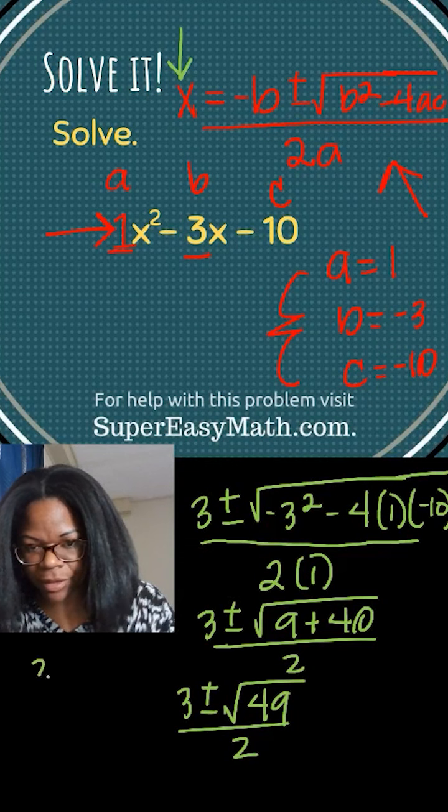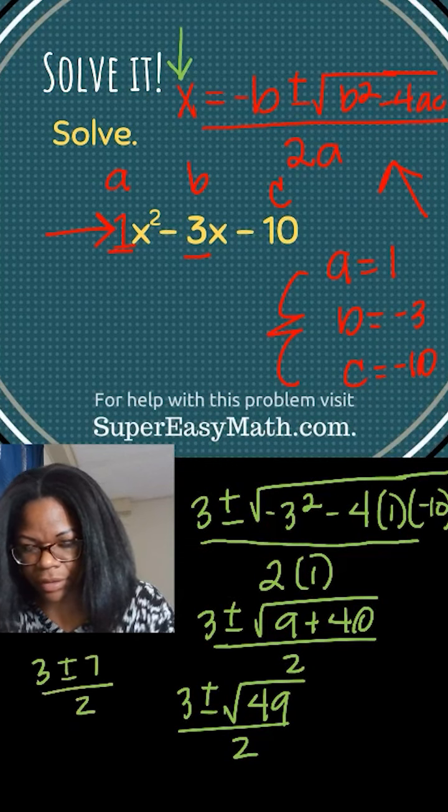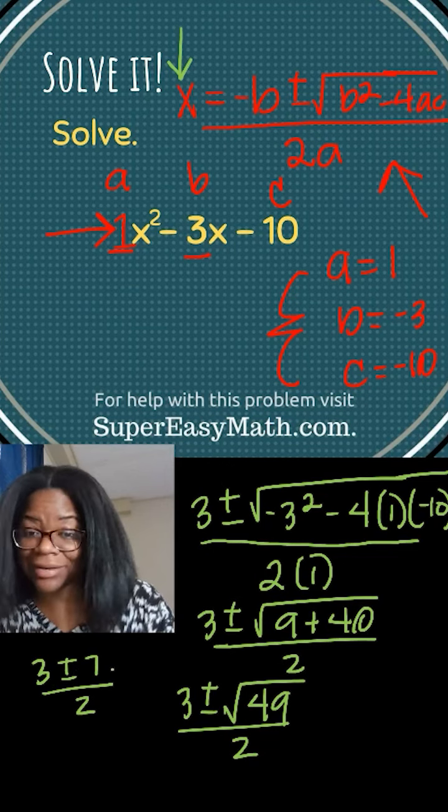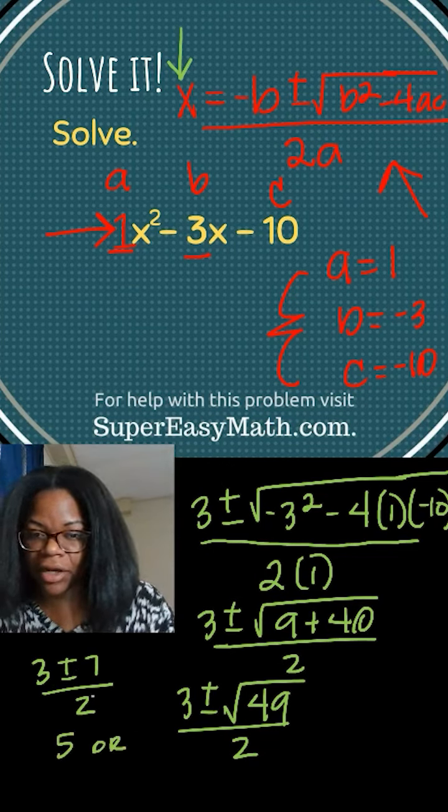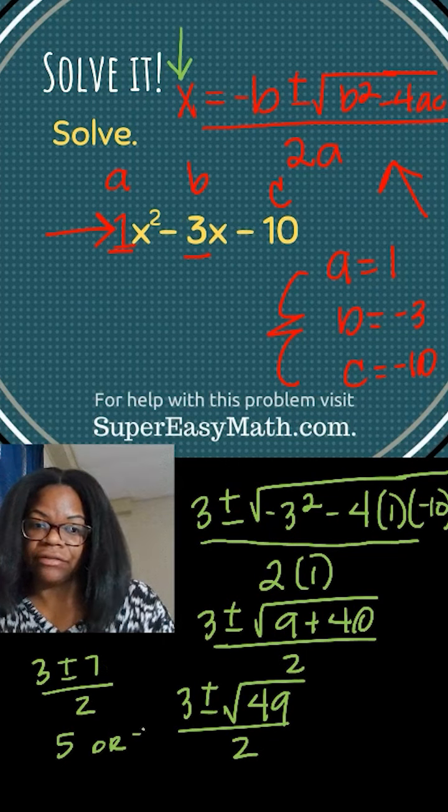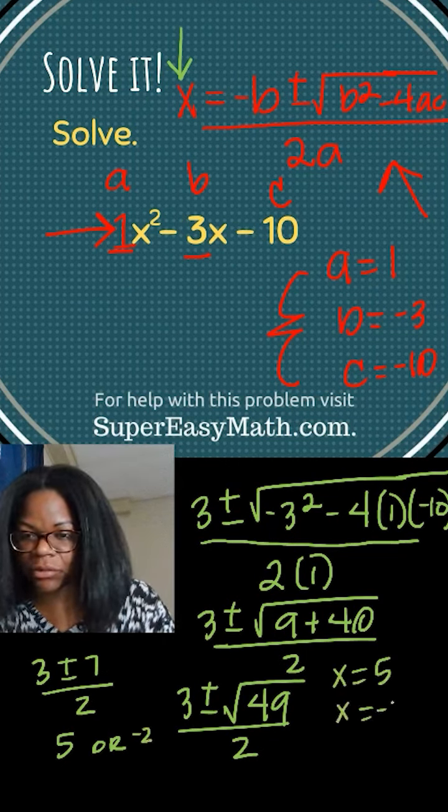So this problem ends up being 3 plus or minus 7 all over 2. So 3 plus 7 is 10 over 2, which gives me 5. And then the other option is 3 minus 7, which is negative 4 over 2, which is negative 2. So x could equal 5, or x could equal negative 2.